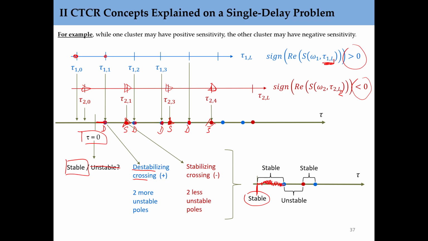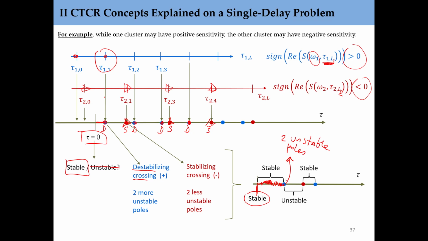And then when we hit the blue value for delay value at blue, which is this value here at tau 1, there's a crossing at omega 1, and it's destabilizing. So now we have two unstable poles. After this crossing happens, the system has two unstable poles.